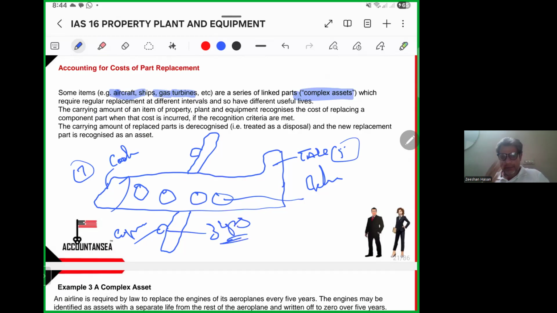So by combining all of these linked parts, it becomes one asset. For example, the airplane. These are known as complex assets.